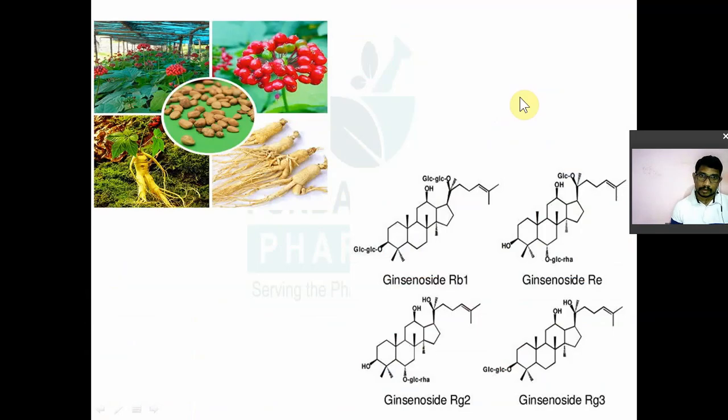This is the ginseng plant, Panax ginseng. So roots are mostly used. Roots of ginseng. So these are the ginsenosides.